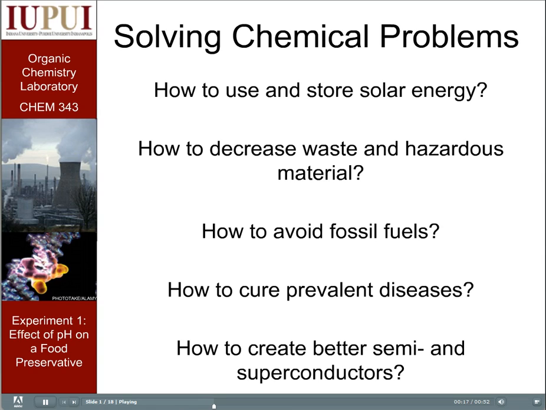Even though the things we do are kind of elementary, there are some really big, commercially important and societally important problems that chemists tackle all the time. Some of those questions are on the screen. You can see using and storing solar energy, decreasing waste and hazardous materials, finding alternative fuel sources, curing diseases, creating semiconductors, superconductors. Those kind of things are extremely important in the world as we go ahead, and eventually those are going to be questions that organic chemistry can answer.